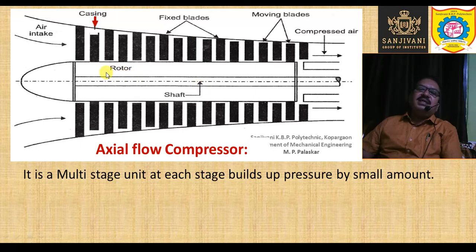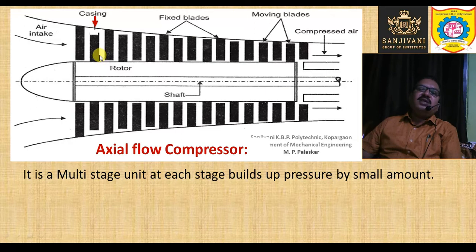But you can see here that we have a ring of moving blades. Just as we have a ring of fixed blades fixed to the casing from the inner side, in the same way we have the row or ring of moving blades which are fixed on the rotor. So along the periphery, on the outer side of the rotor, we are having several rings. So this is one ring.